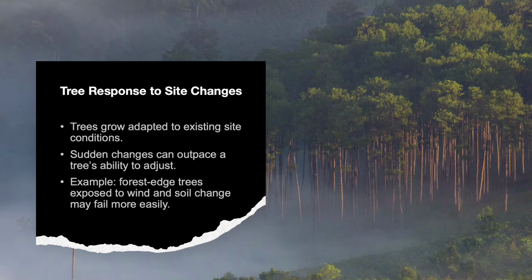A great example of this is a forest edge tree that was once protected but is now exposed to wind after nearby clearing. The tree's roots or canopy may not be ready for the new conditions, making failure more likely.